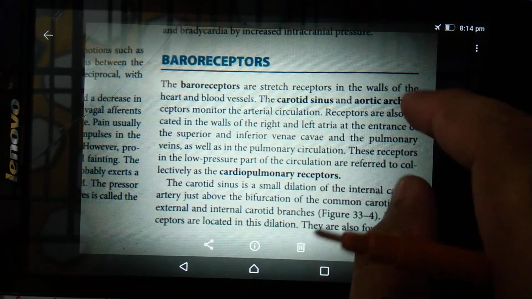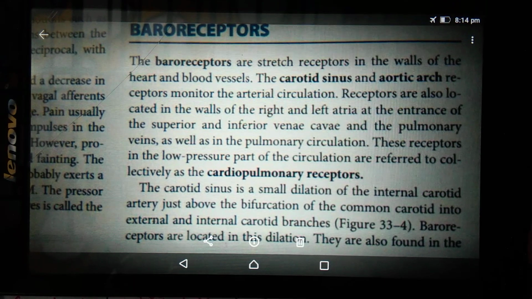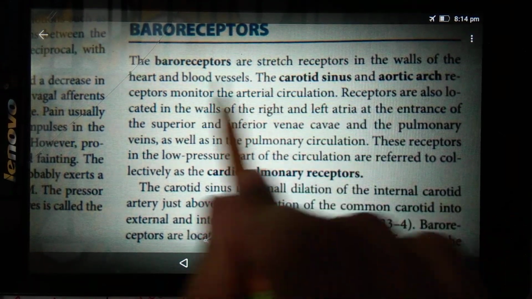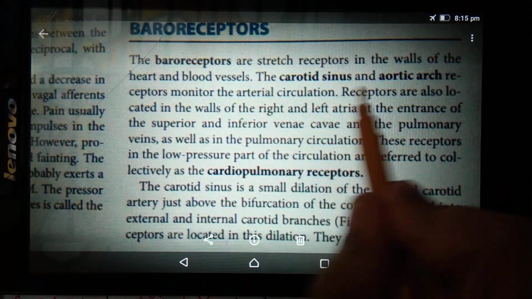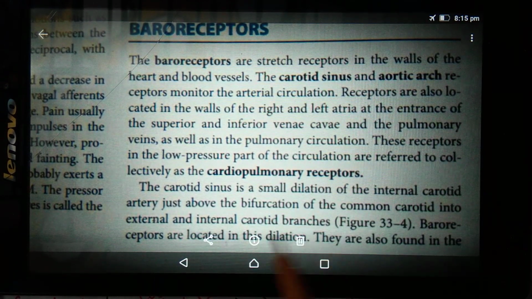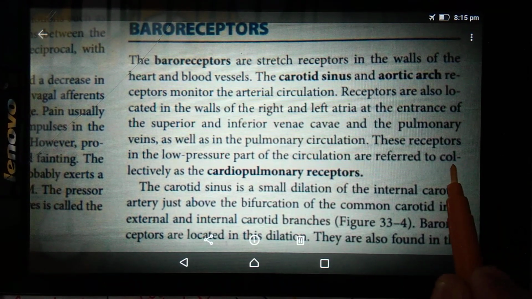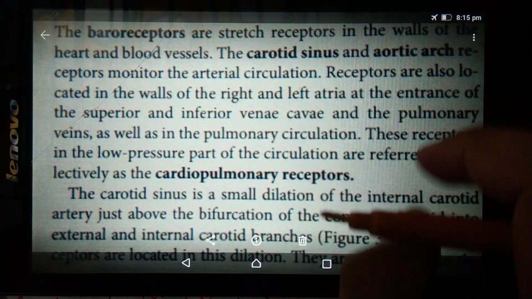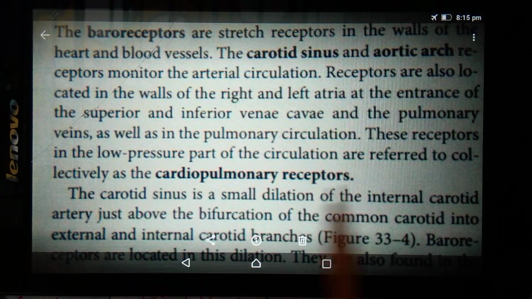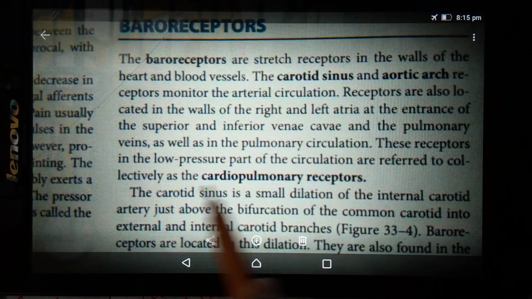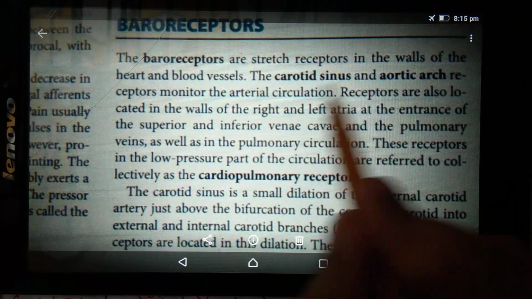So look, this is taken from Ganong physiology. Baroreceptors are stretch receptors in the wall of the heart and blood vessels: the carotid sinus and aortic arch receptors. The receptors in the low pressure part of the circulation are referred to collectively as the cardiopulmonary receptors. Related to the CVS and also respiratory physiology is our carotid sinus.